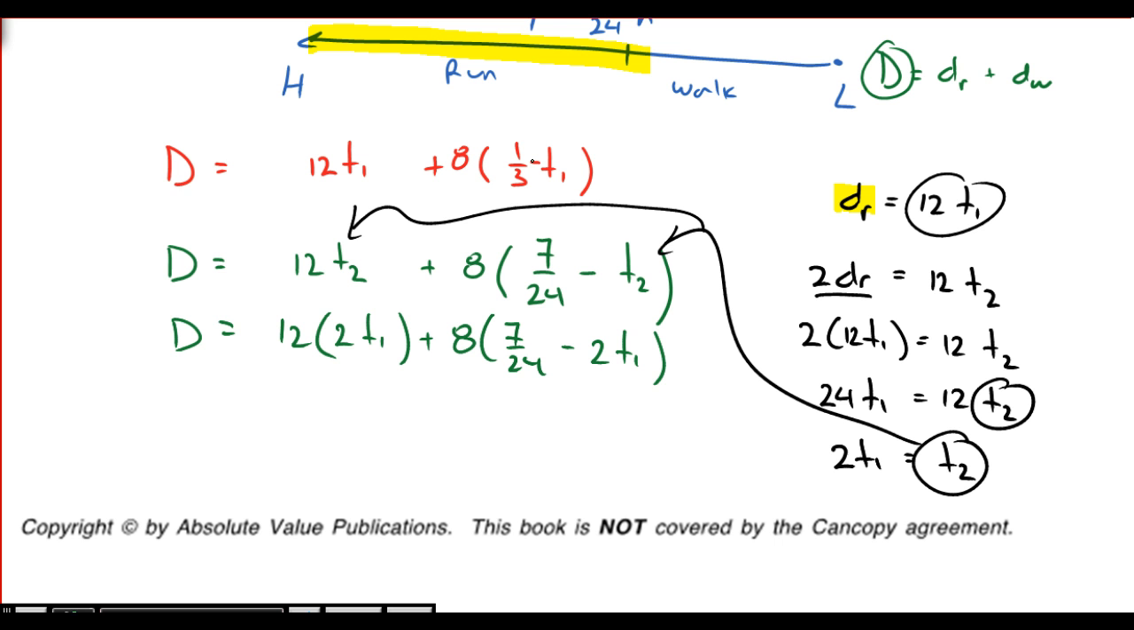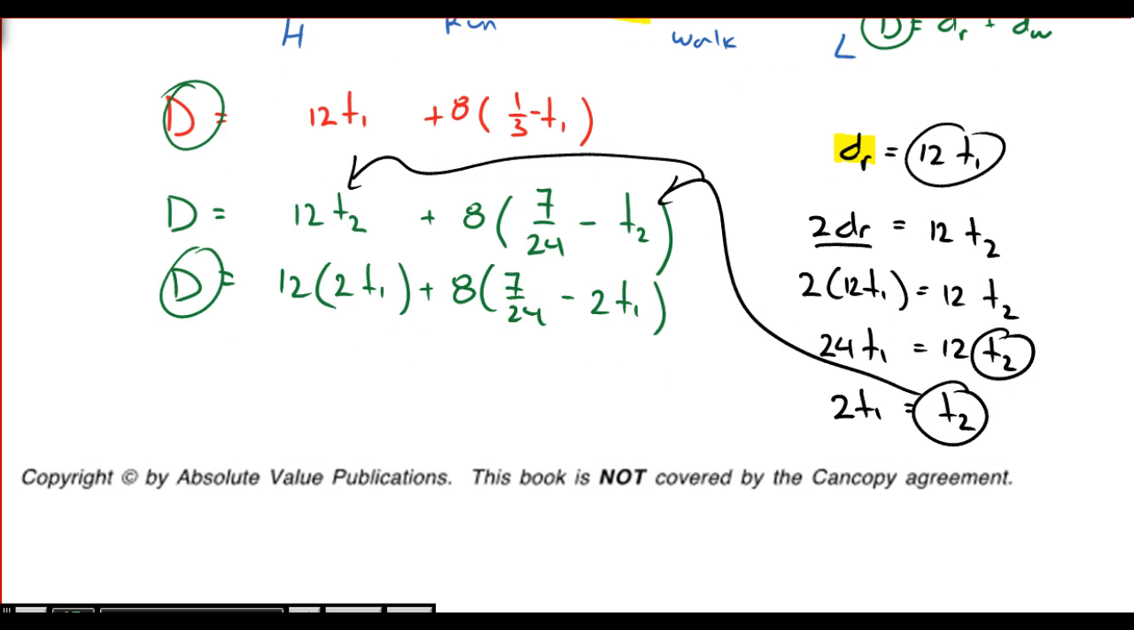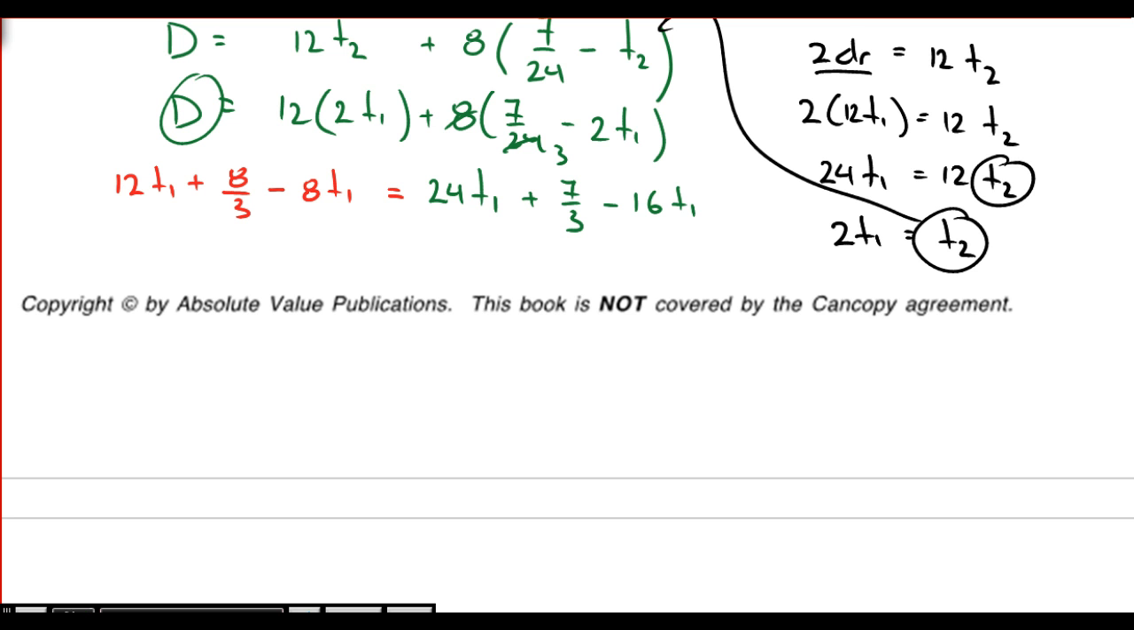And again, the key thing to this whole problem is that this distance equals this distance, so I can equate those two equations to equal each other. In other words, the red part equals the green part because the distance is the same. So let's go ahead and do that on the fresh line here. It's going to be 12 t1 plus, and I'm just going to distribute this right now, 8 over 3 minus 8 t1. That's going to equal the green part, and again, I'm going to do some distributions here. So that's going to be 24 t1, that's going to cancel into a 3 plus 7 over 3 minus 16 t1. Okay, and now I have everything in terms of t1, and I can go ahead and solve this equation.